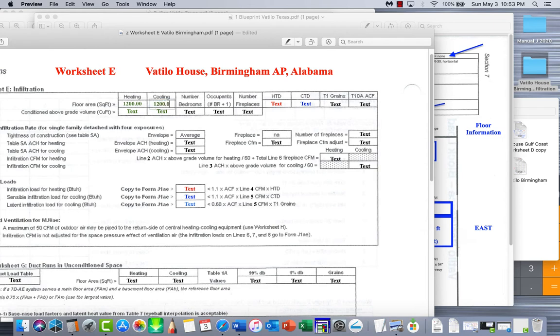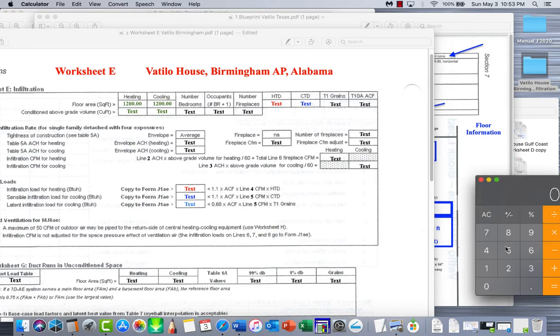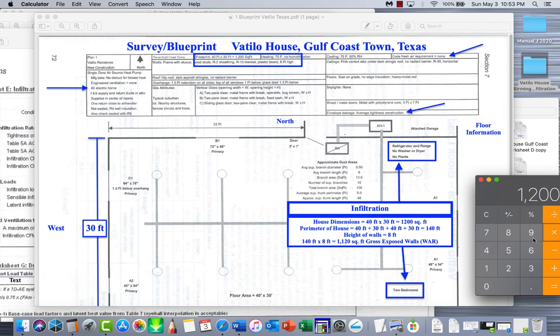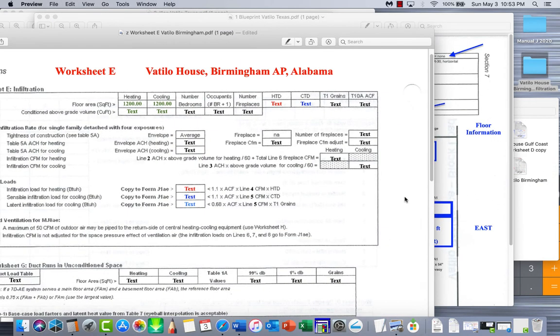Okay. Now we have to do the volume. So basically, it's the same thing. 40 times 30, and then we look and it tells you right here that we have 8 foot high ceilings, so times 8, and we get 9,600 cubic feet. So put that back on. So we're heating and cooling 9,600 cubic feet.